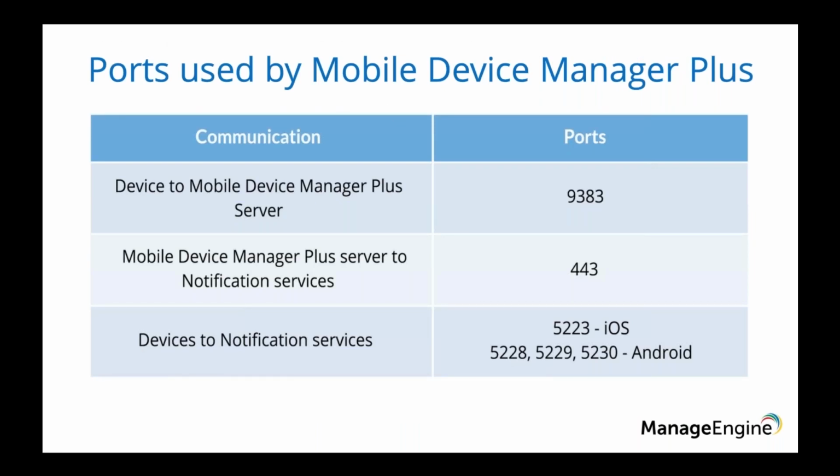But in case you are using the on-premise solution, then you'd have to make sure that the 9383 inbound port in your firewall has to be open so that when the devices try to reach the server, it would be allowed through the 9383 port. And the other ports are by default open in most of the systems itself.